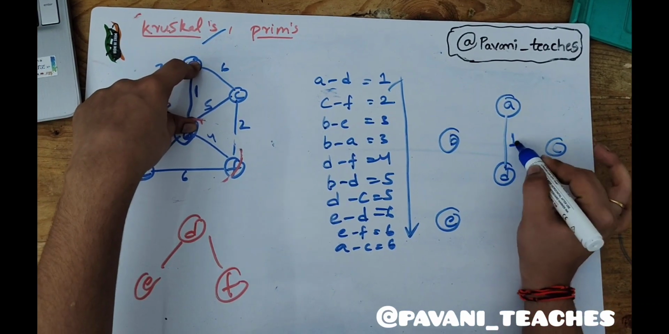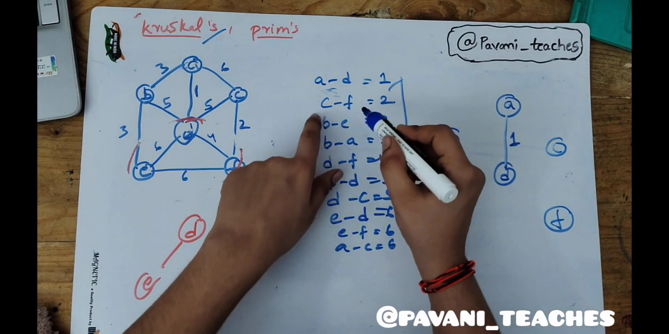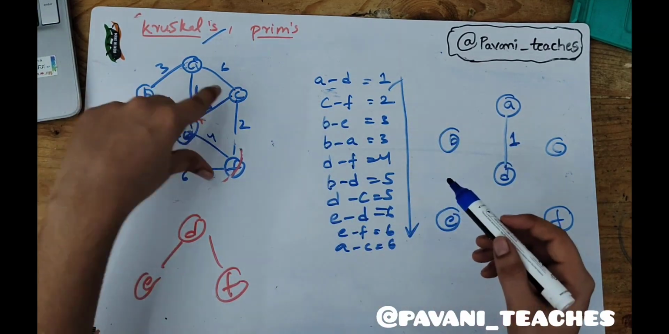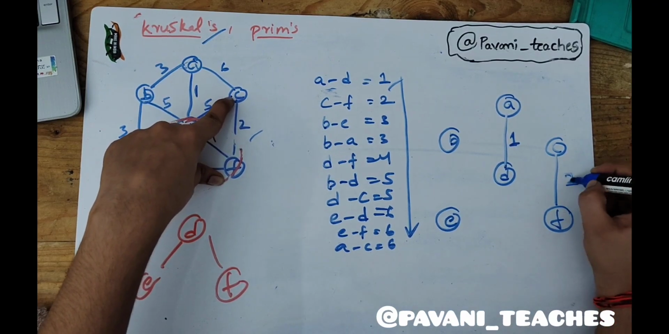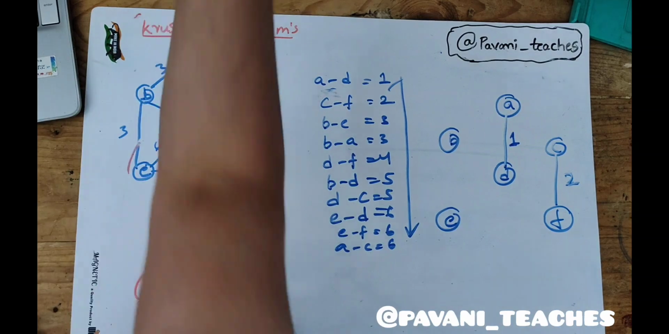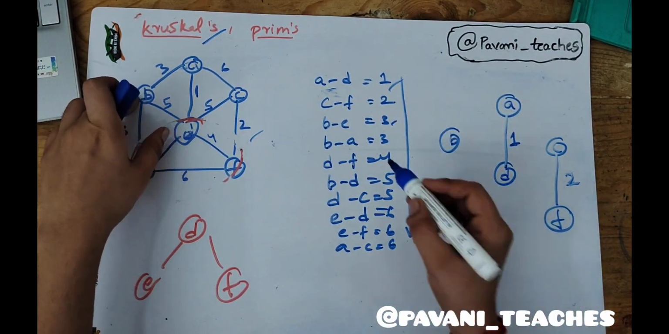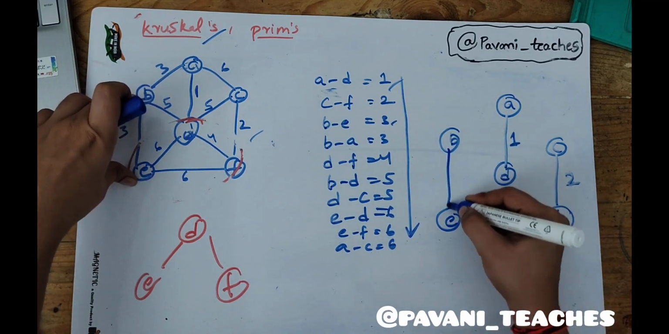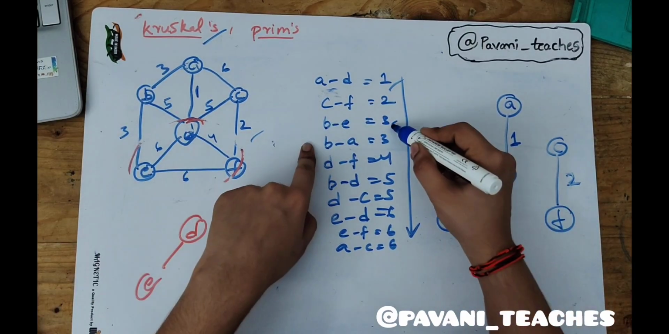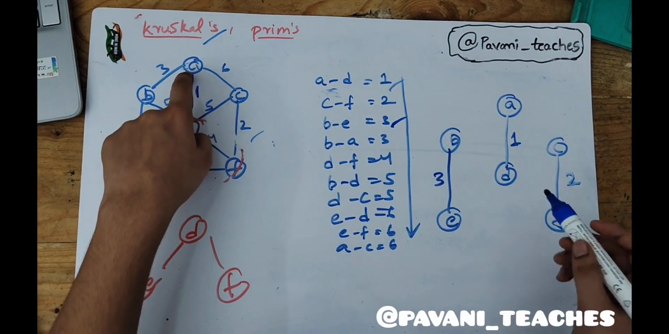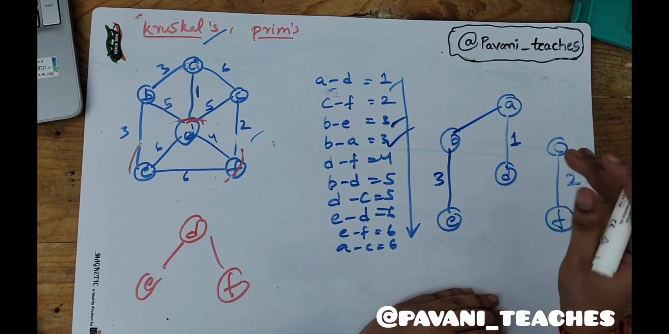A to D, the weight of the edge is 1. Yes, it is not forming any cycle. Okay, we are taking that edge. Then it is C to F, that means this 2. Yes, we are connecting this C to F. Now we'll take 3, that is B to E. We'll connect this because it is not forming any cycle. 3. Next, B to A. Yes, we can connect this because after connecting this, we haven't seen any cycles.